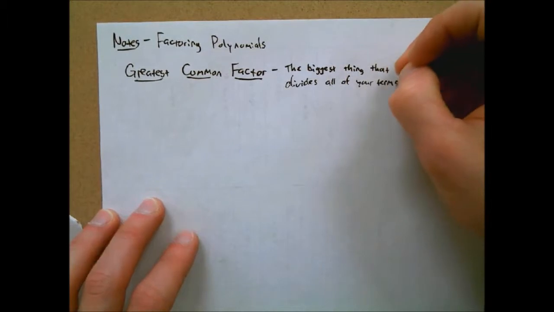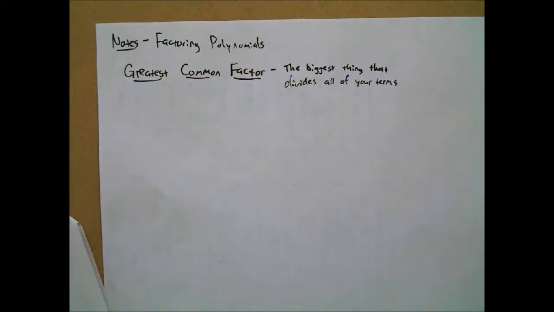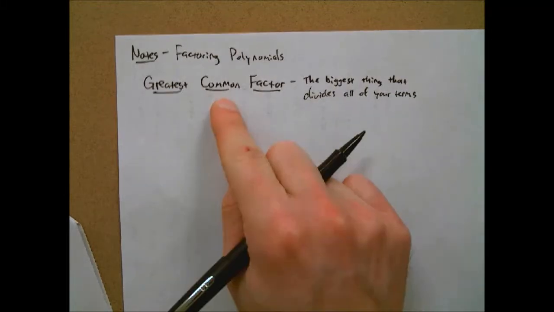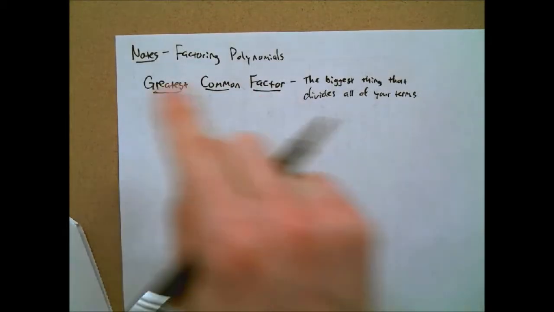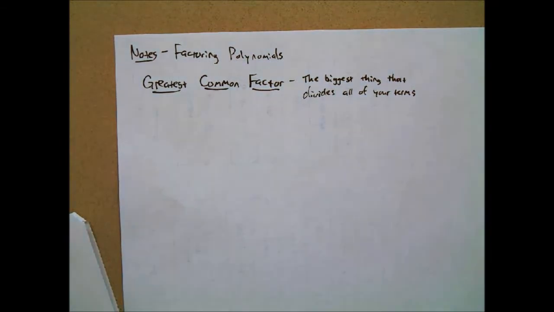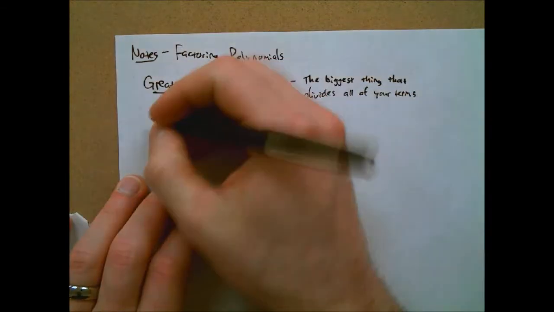Greatest for biggest, right? Common meaning shared. If you have something in common with someone, you share that with them. And then factor, dividing it out. So literally, it tells you what it does. It's the biggest thing shared by all the terms that you can divide out, because a factor is something that divides out. Okay, so let's take a look at an example here.